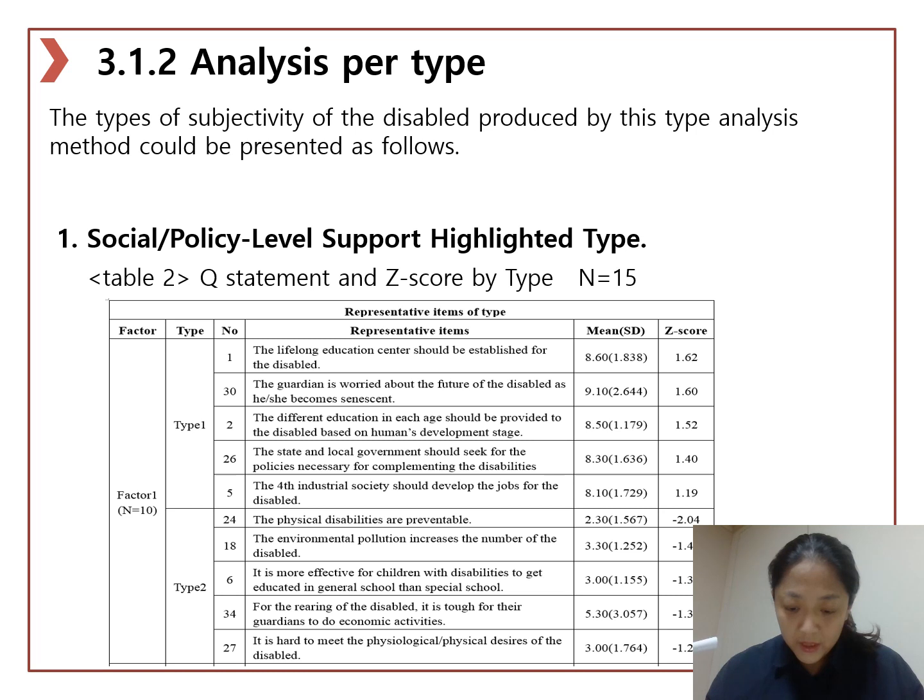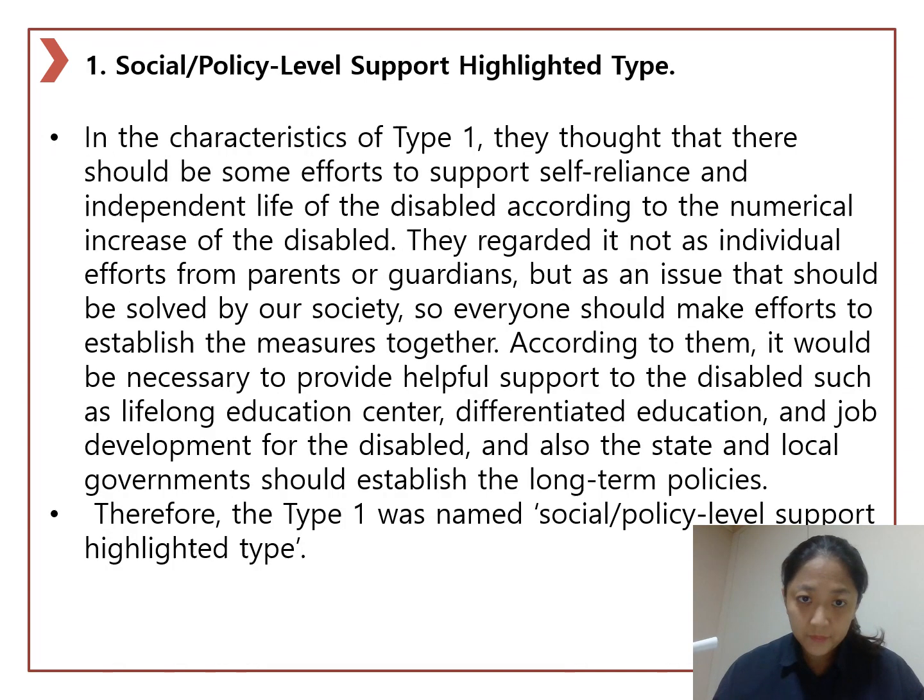The type of subjectivity of disabled produced by this type analysis method could be presented as follows. The first type is the social policy level support highlighted type. In the characteristic of type 1, they thought that there should be some effort to support self-reliance and independent life of the disabled according to the numerical increase of the disabled.